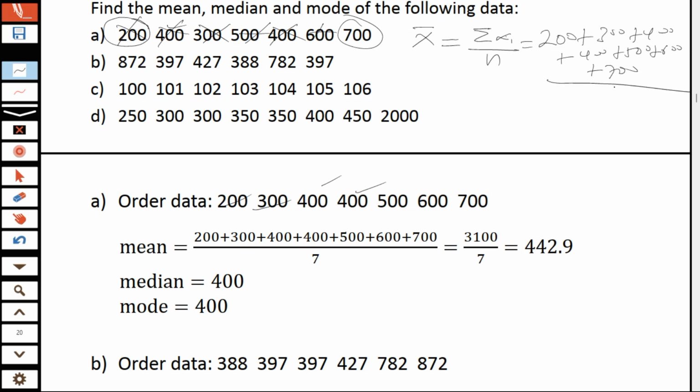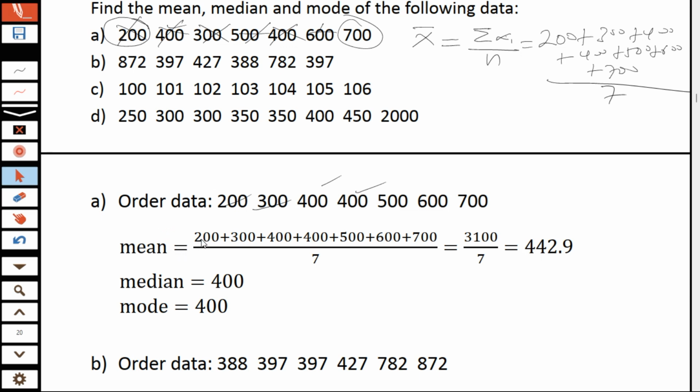divided by n. And then we are going to find our n. For our n, we are just going to count the number of data points: 1, 2, 3, 4, 5, 6, 7. Our number of data points is 7, so we divide by 7.